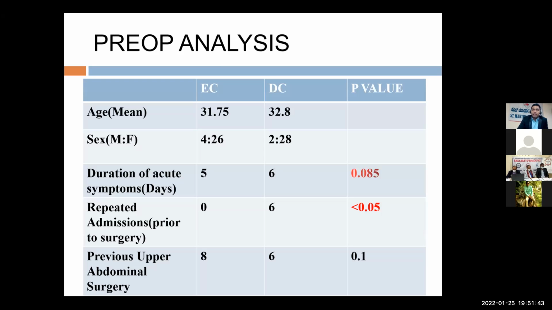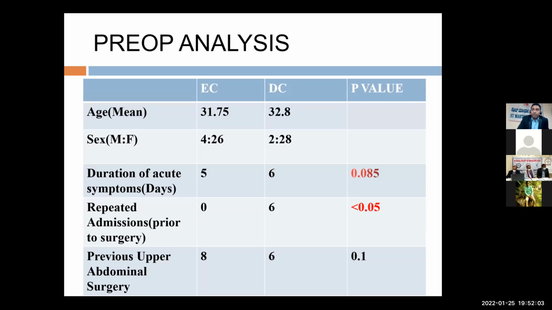So the analysis comes here. Pre-operatively, we analyzed the mean age group, the sex predilection, and the duration of acute symptoms with which they presented to us, and the number of repeated admissions that they had, which means the total number of admissions, prior to the cholecystectomy surgery, and previous abdominal surgery.